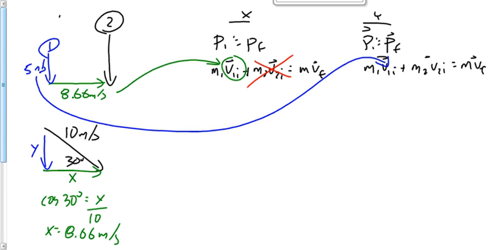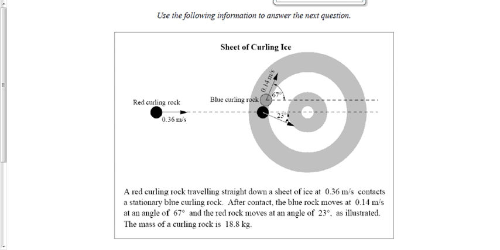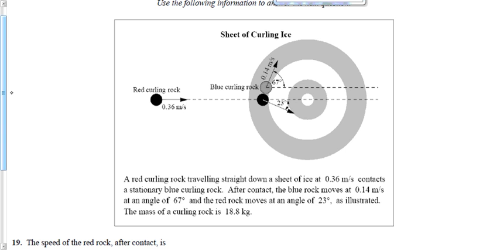Let's do a problem that appears in your multiple choice worksheet booklet. It's going to be somewhere around page 15. The context of it is a game of curling. So the red curling rock traveling straight down a sheet of ice at 0.36 contacts a stationary blue curling rock. After contact, the blue rock moves at 0.14 and then goes 67 degrees. The red rock moves and then goes 23 degrees. As illustrated, the mass of the curling rock is 18.8, and we want to find the speed of the red rock.